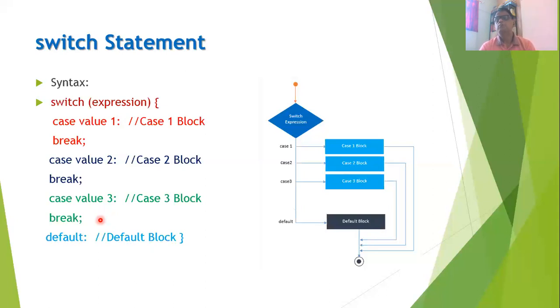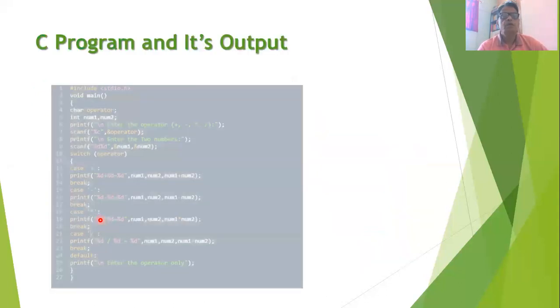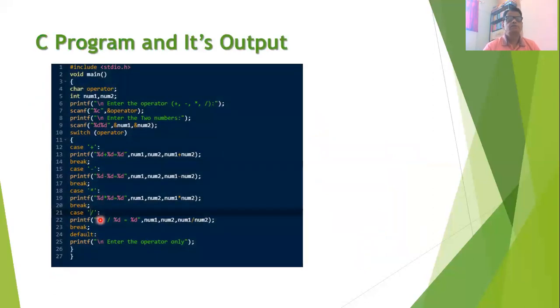So this is a very useful statement in the C programming language, where the programmer gets the facility to have multiple paths instead of only two paths, as in the case of the if statement. Now let us consider a simple program in C, and let us see how this switch statement can be used.